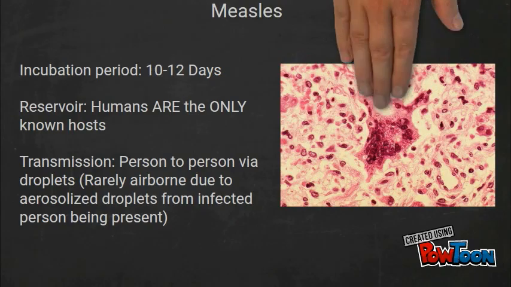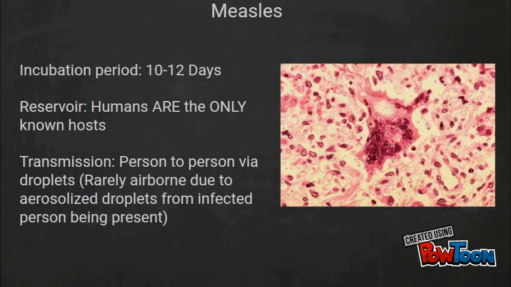Measles, or rubeola virus, has an incubation period of 10 to 12 days. Humans are the only known host reservoirs. Transmission occurs person to person via droplet. The virus can be easily transmitted through a cough or a sneeze.